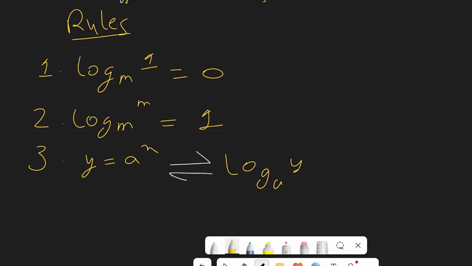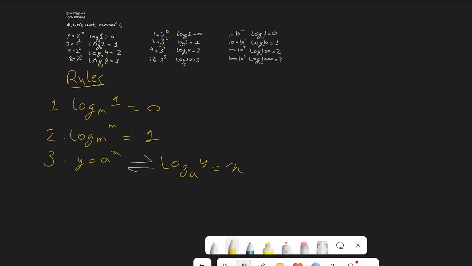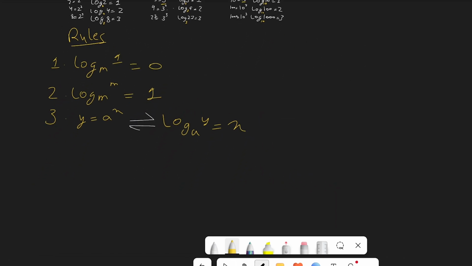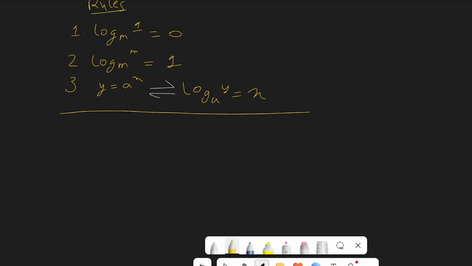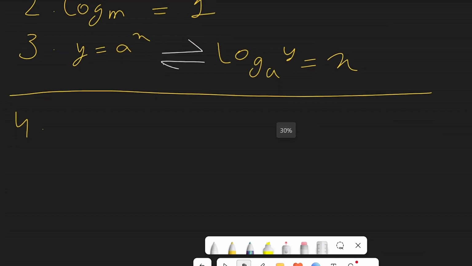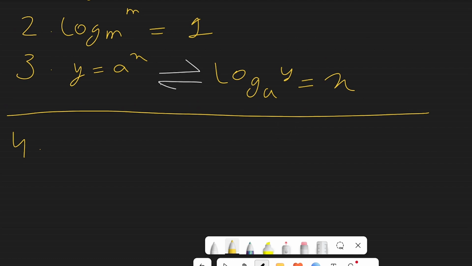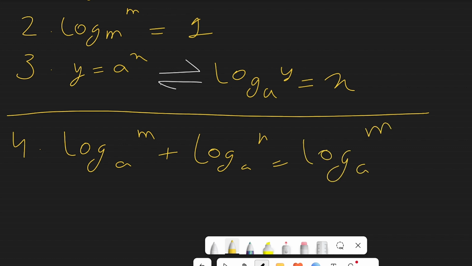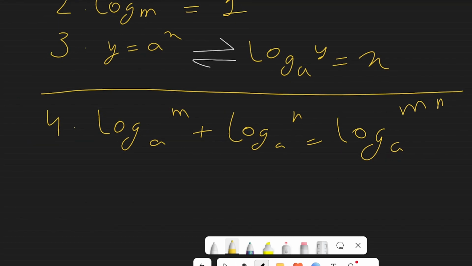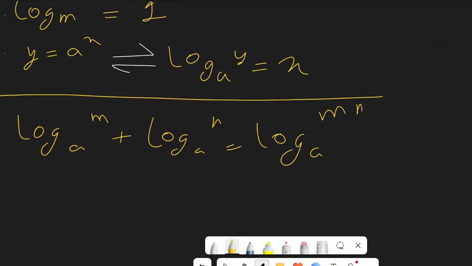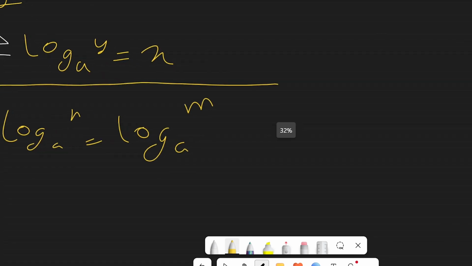Okay, now let's look at a little more established rules. We discussed this in the previous video as well, that log of m to the base a plus log of n to the base a is equal to log of mn to the base a. So basically when two logs are added, their powers multiply. That is easy to understand by simple indices.